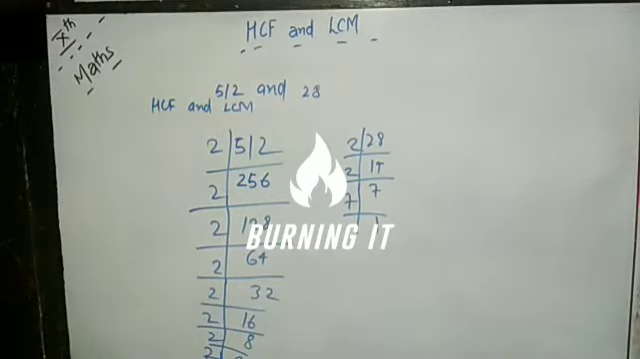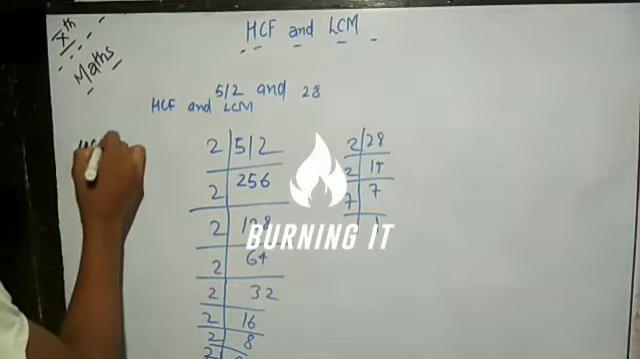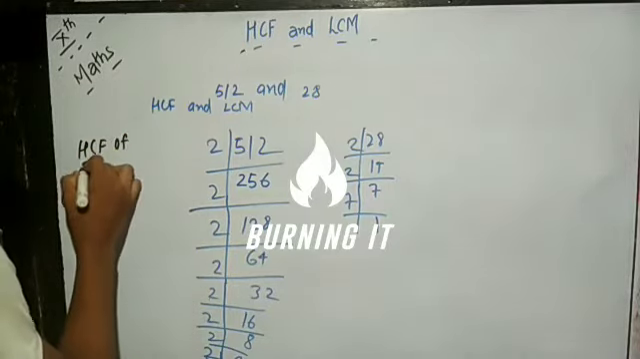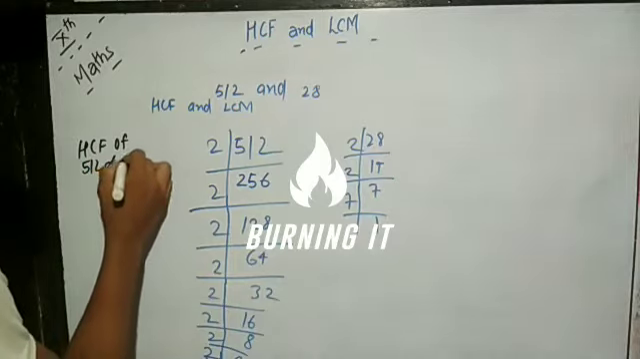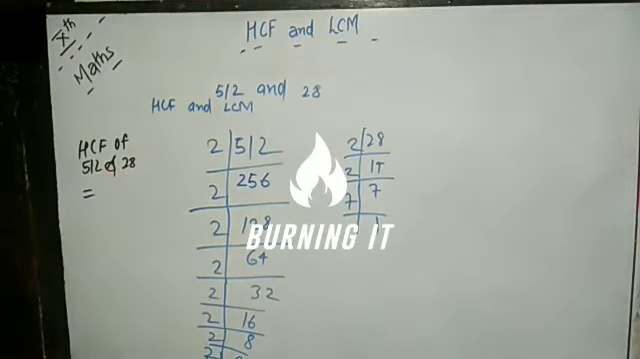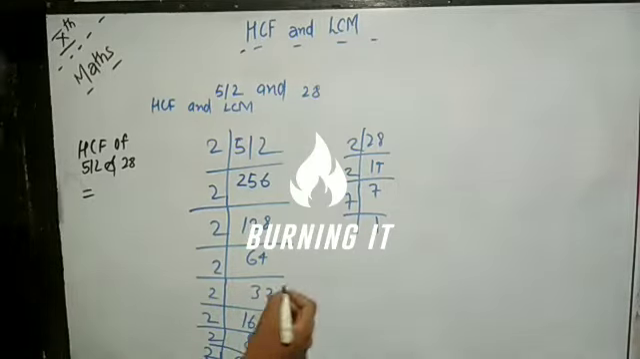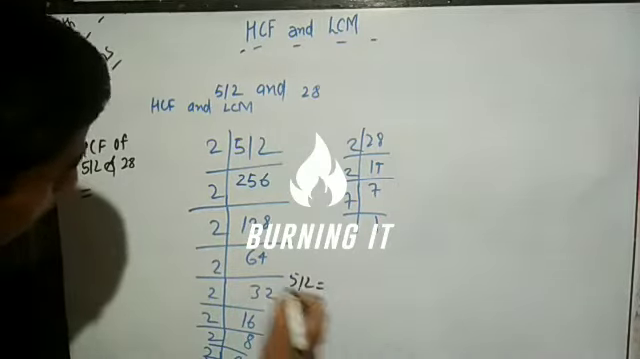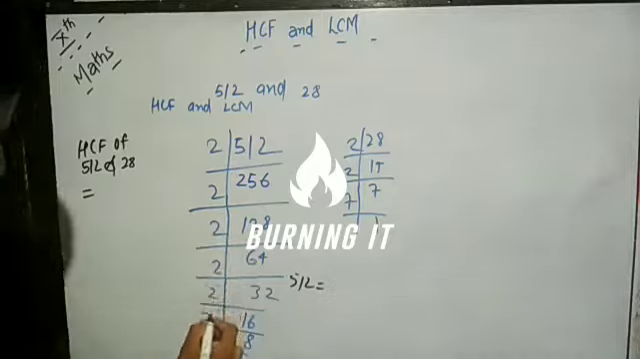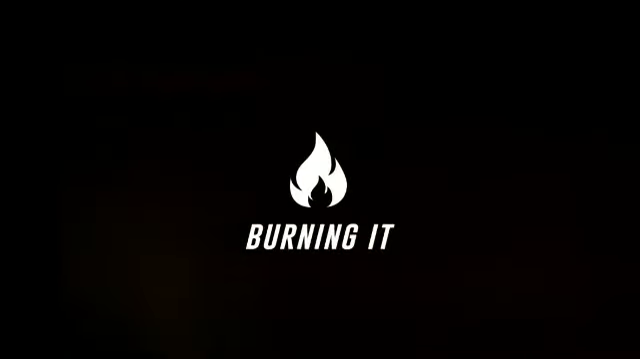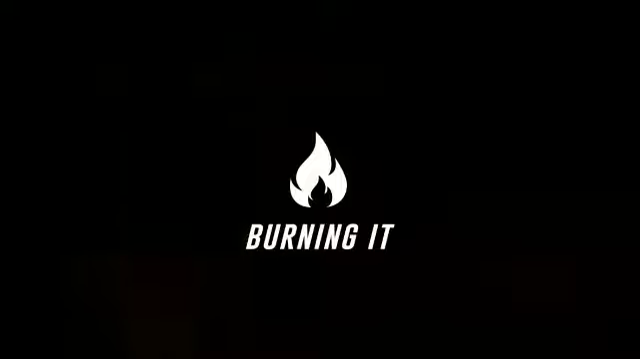Now look here, as I told you, by the full form of HCF and LCM, we can solve this question. What will be the HCF and LCM of this question? HCF of 512 and 28. Now look here, we have to see the power of the given digits. What about 512? 1, 2, 3, 4, 5, 6, 7, 8, 9, 10, about up to 10 times the number is available over there.